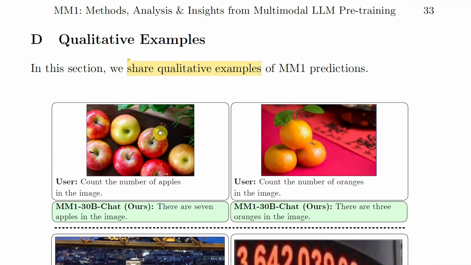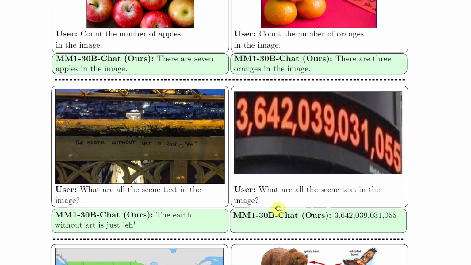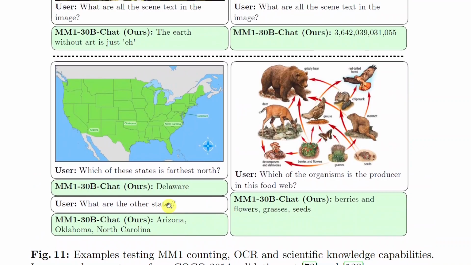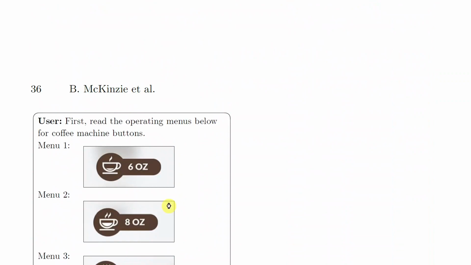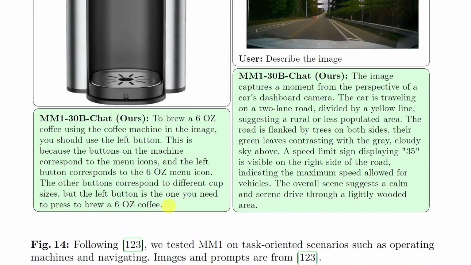So here are the results for the MM1 predictions. Count the number of apples. 7, it's able to. There are 3 oranges, it's able to understand. What are all the scene text in the image? So more examples are shown here.